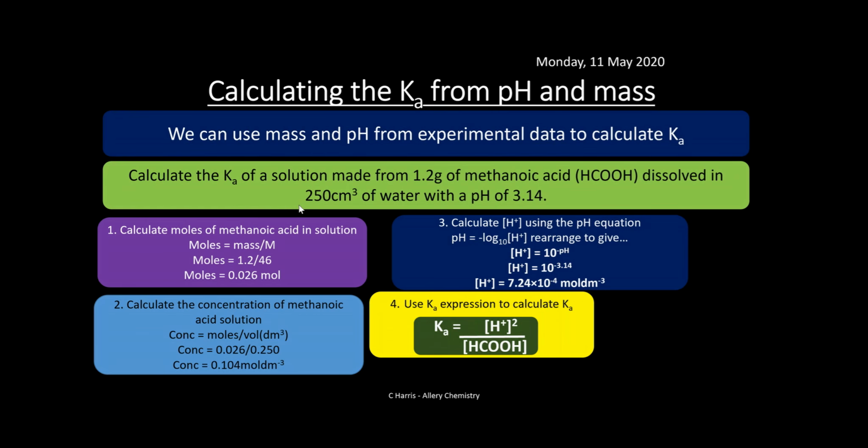So use the Ka expression. The Ka expression is H+ squared divided by the concentration of methanoic acid. So therefore Ka is 5.04 times 10 to the minus 6.